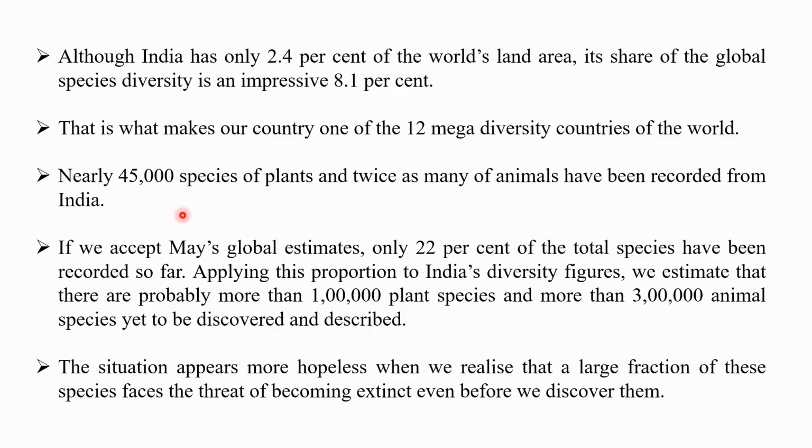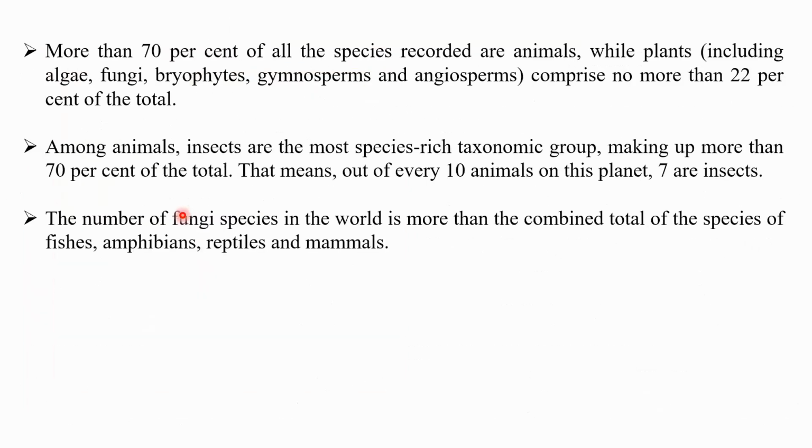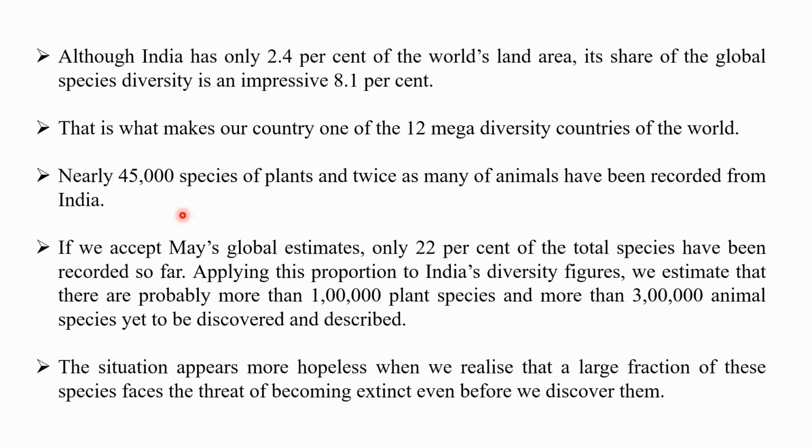So if we talk about Robert May's global estimate, the total number of plant and animal species may be around 7 million, and only 22% of the total species, around 1.5 million, have been recorded so far. Applying this proportion to India's diversity figure, we may estimate that there are probably more than 1 lakh plant species and more than 3 lakh animal species yet to be discovered and described.